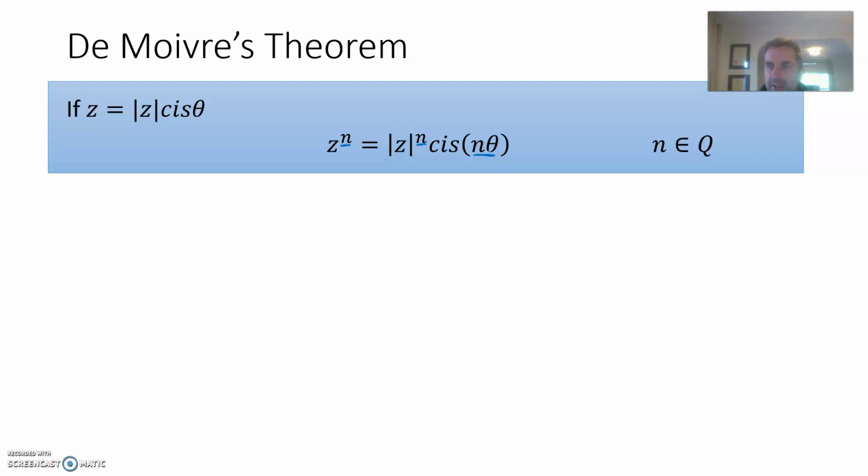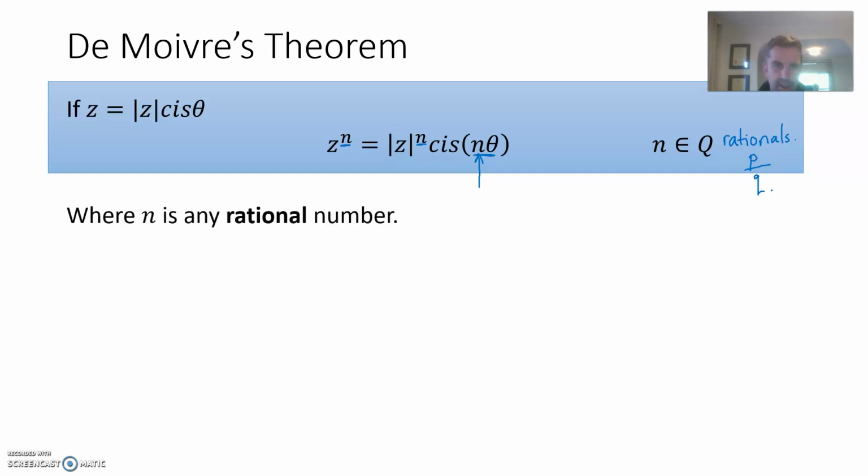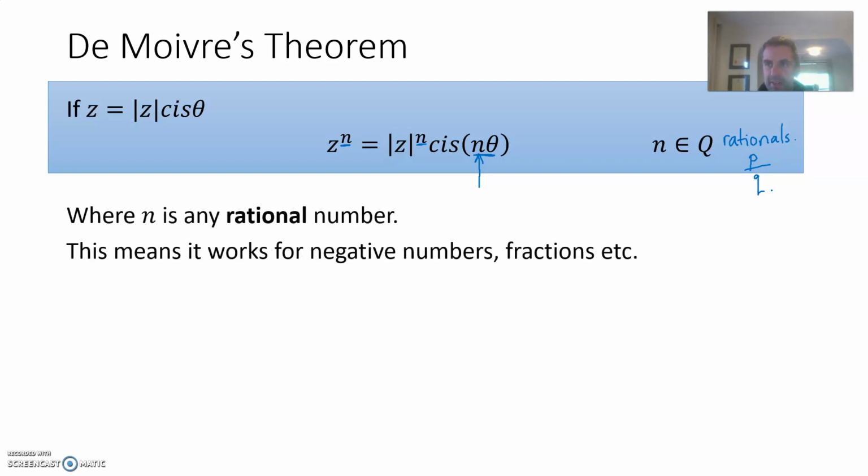Now the other really cool thing about this is it doesn't just work for integers. In the examples I showed you before, n was always an integer. Turns out n actually works for any rational numbers. Q, remember, means rationals. Rationals are any numbers that can be written as a fraction, where you've got an integer over an integer. So that means it works for negative numbers, fractions, basically any sort of power that you'd ever want to do.